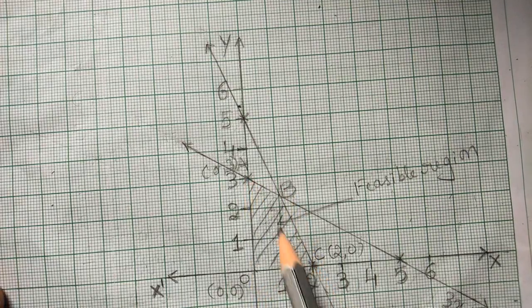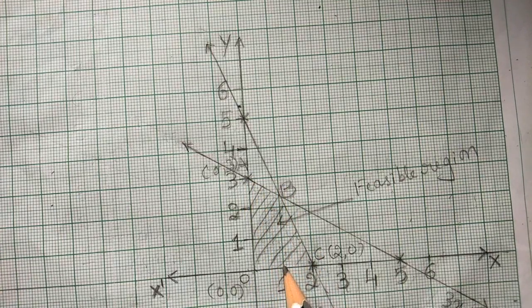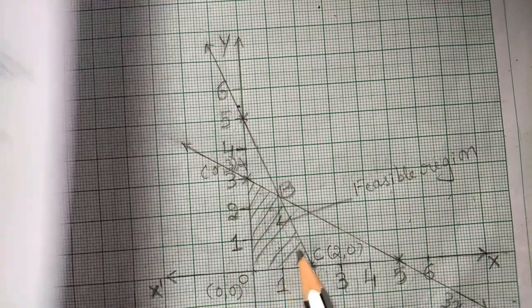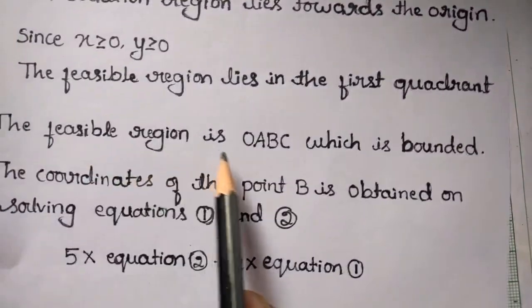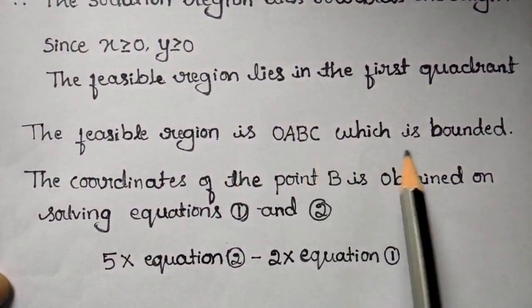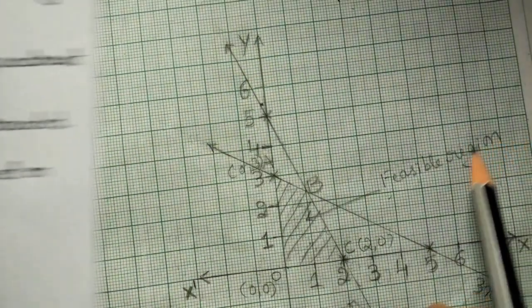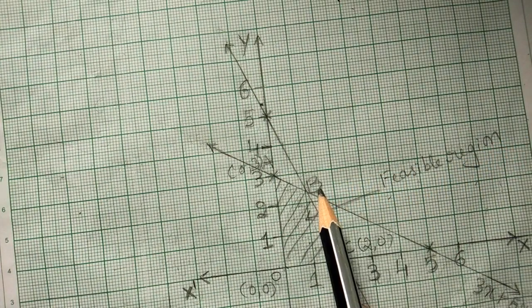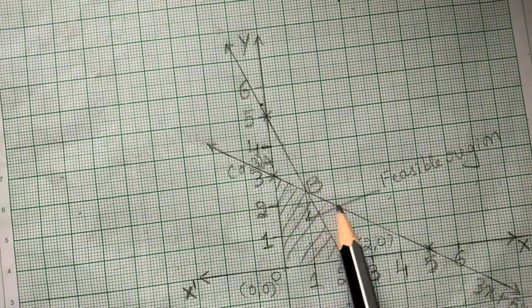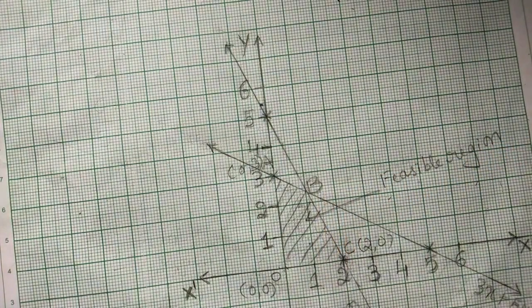Also you can observe here this region is bounded. So I have written the feasible region is O, A, B, C, which is bounded. Now we have to find the coordinates of the point B on solving the equations of these two lines.